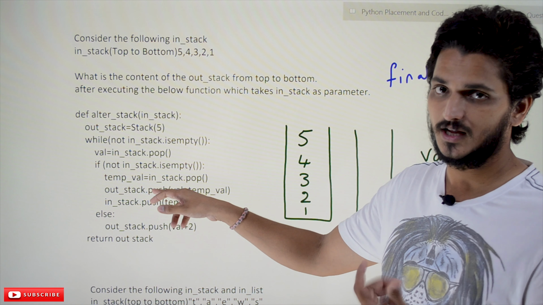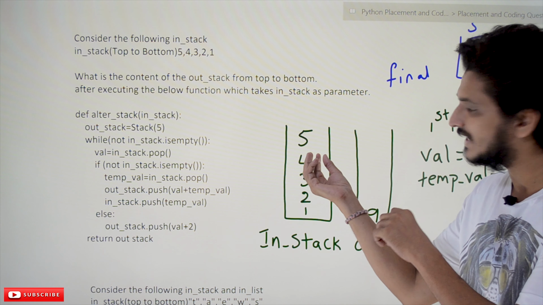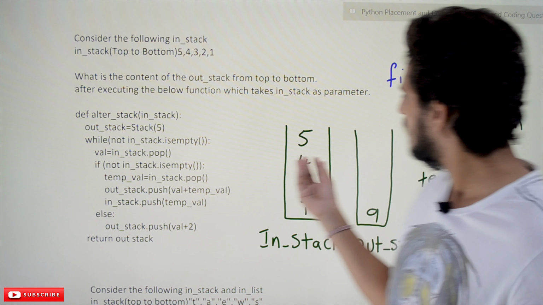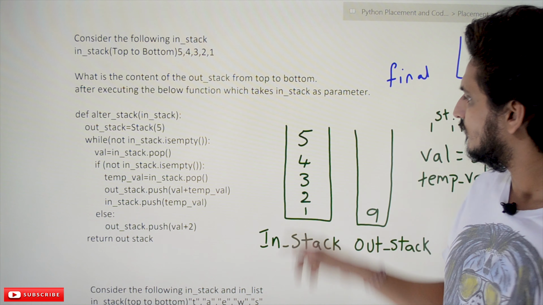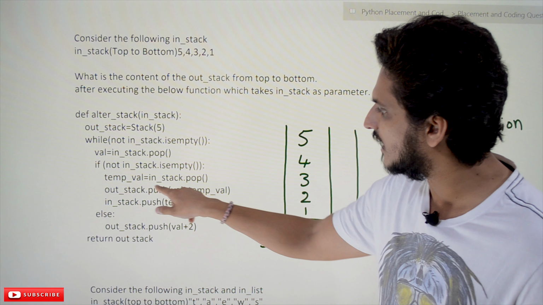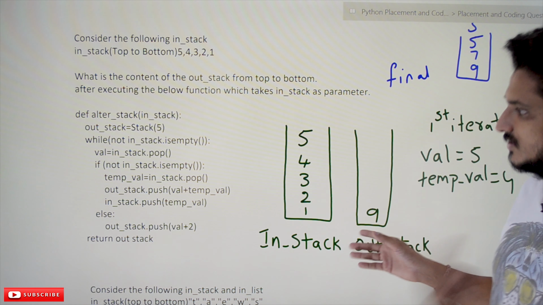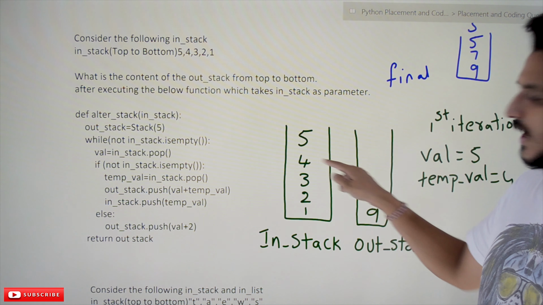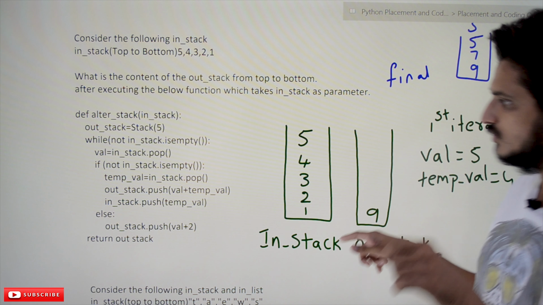They take a variable temp_val equal to in_stack.pop(). They're popping another element. 5 is popped off and assigned to val, then 4 is popped off and assigned to temp_val. So temp_val is taking 4. Then out_stack.push(): they are trying to push an element into the out stack. What's the element? val plus temp_val, 5 plus 4. What's the value? 9. They're pushing it inside the out stack.